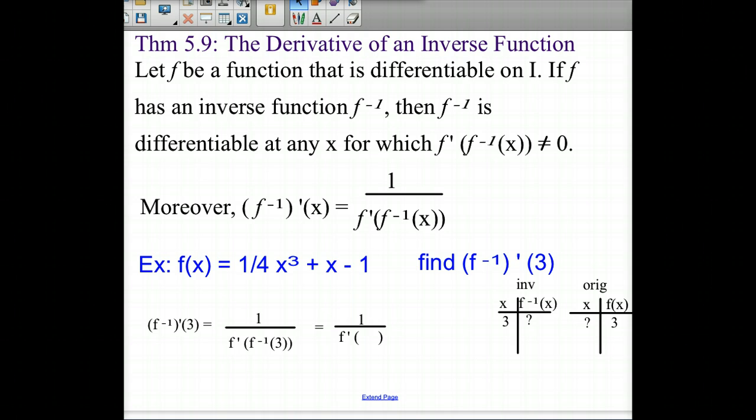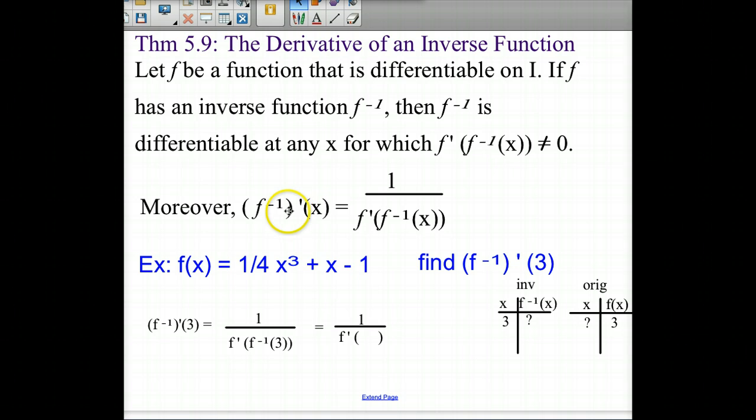Another theorem is the derivative of an inverse function. Of course, we had to get to that. It's calculus, right? Let f be a function that's differentiable on I. If f has an inverse function, we'll call it f to the negative 1, or f inverse, then f inverse is differentiable at any x for which the derivative of f at the inverse of x does not equal 0.